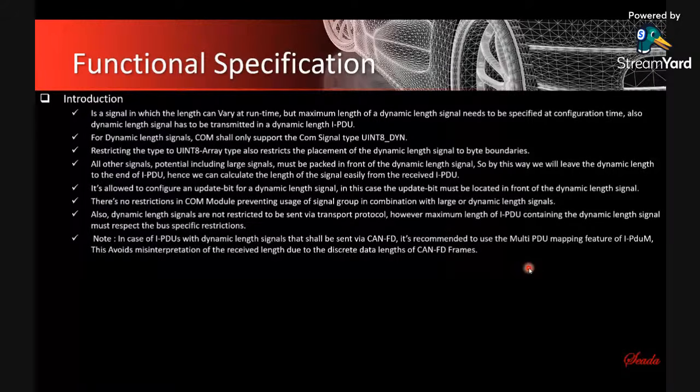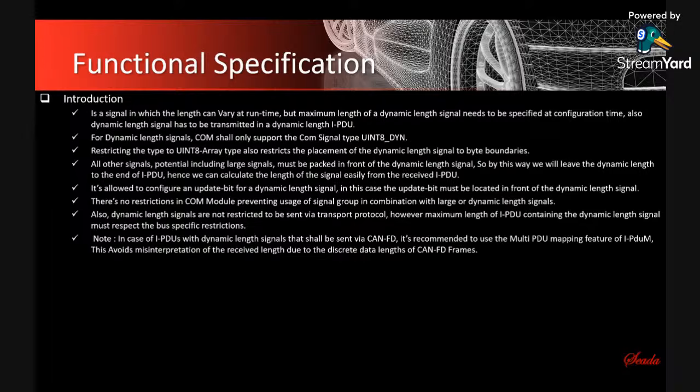and if it has an update bit, we're going to talk about the update bit right now, it has to be at the beginning of the signal. Okay, bit position number 0. Let's see what's going to happen. Actually, he is recommending to use the IPDUM module in this case if you have something dynamic, as a multiplexing.